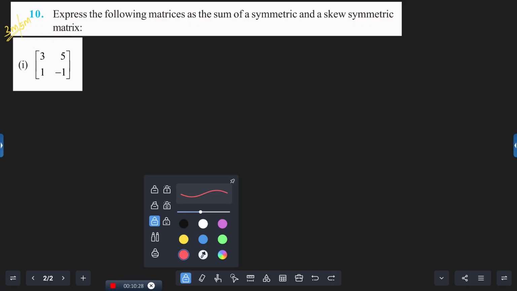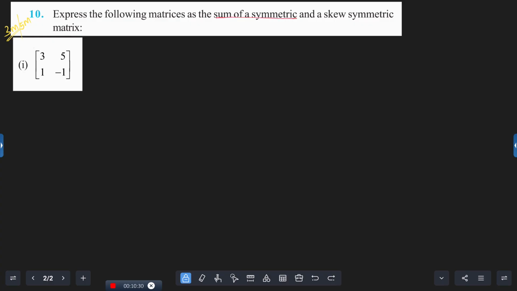Express the following matrices as sum of symmetric and skew symmetric. Listen, children. I explained the sum of symmetric and skew symmetric when I explained theorem number 2. 1 by 2 of A plus A dash, 1 by 2 of A minus A dash. This is the symmetric portion. This will be the skew symmetric, I said. When you add, you will be getting A. The 1 by 2 will cancel, 2A you will be getting. Do you remember?